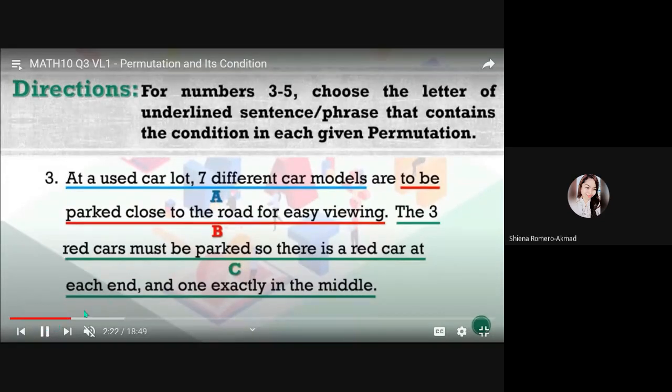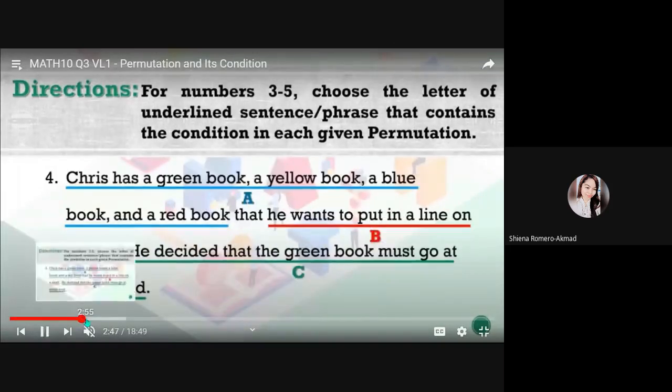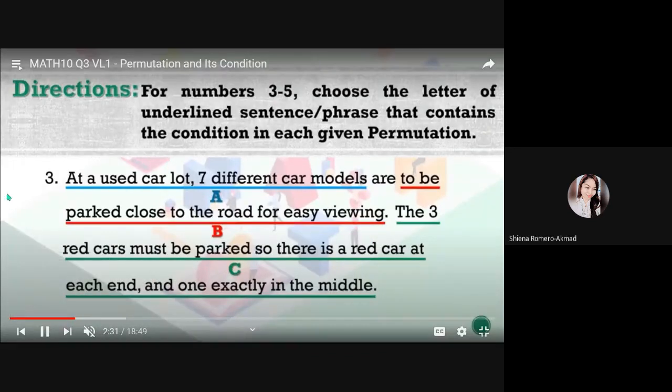So the answer here is letter C. For number 3, the answer is letter C.